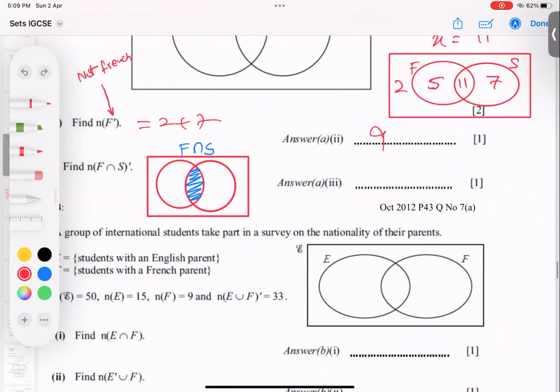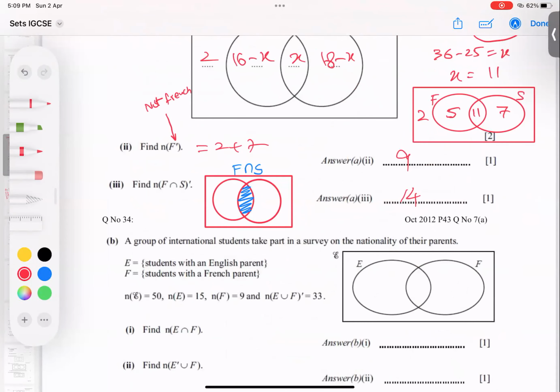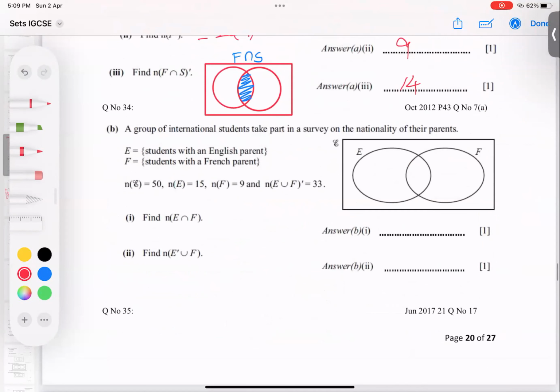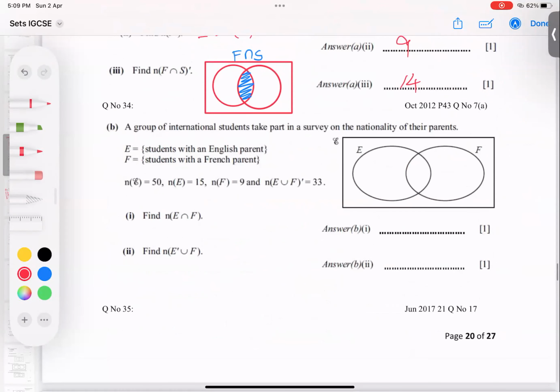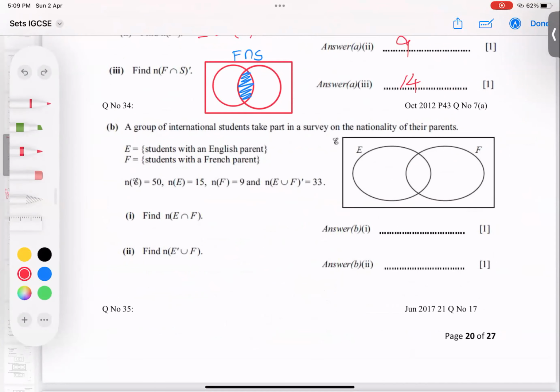So I hope the point is very clear. I'm going to give you a question to practice, but make sure you know the best technique. Always start first of all with what data is given, and keep your eye on it. Is this middle part given? Not given, so assume X.